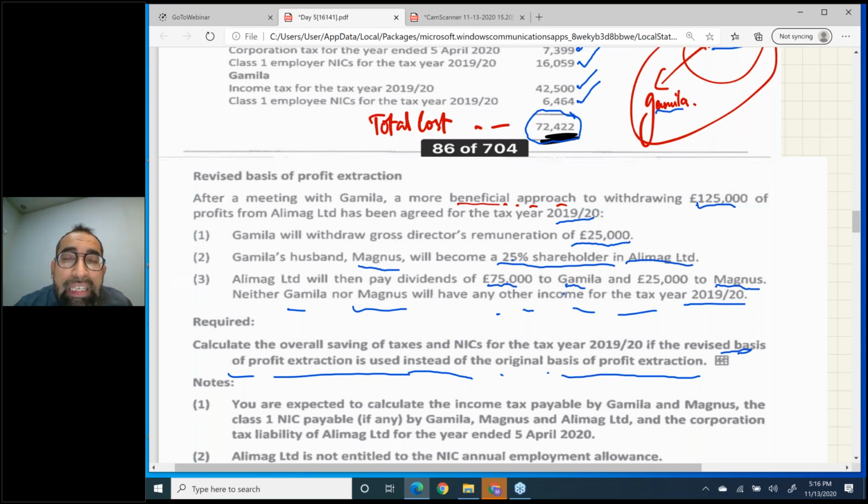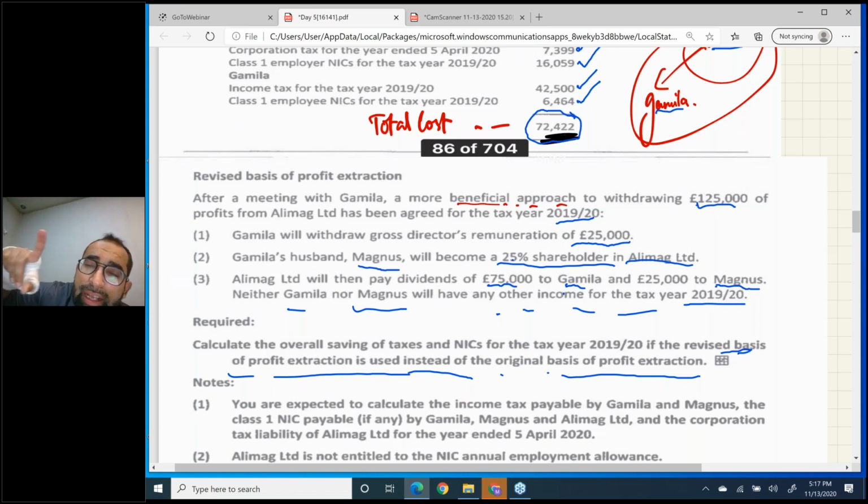Now when the company is giving salary to Jamila, obviously Jamila is an employee, so the company has to pay class 1 employer NIC to government on behalf of Jamila. And my dear, look here, class 1 employer NIC is calculated on cash salary, and cash salary is given. So you need to calculate class 1 employer NIC. I am sure you have the rates of class 1 employer NIC, with the first band nil and the second band 13.8%. I'll calculate it for you. Don't worry, I'll show you.